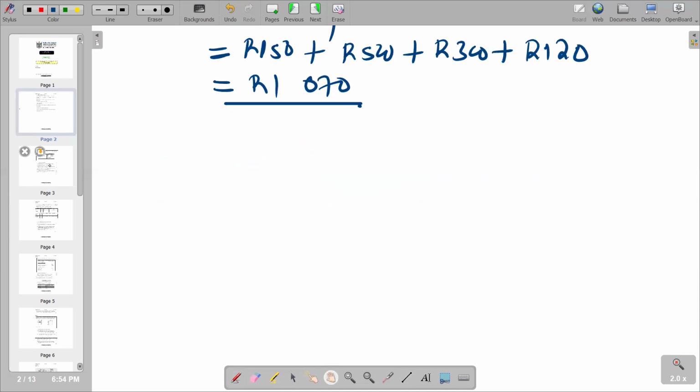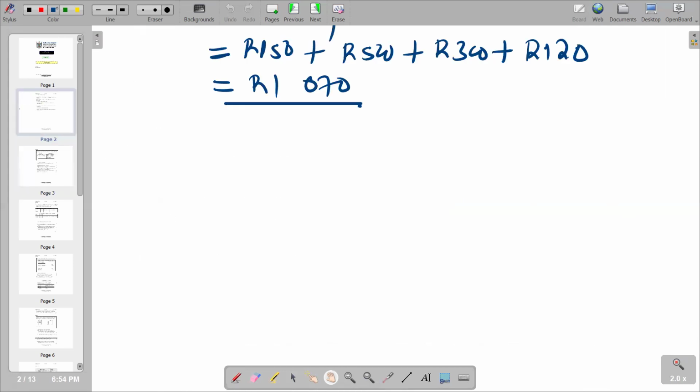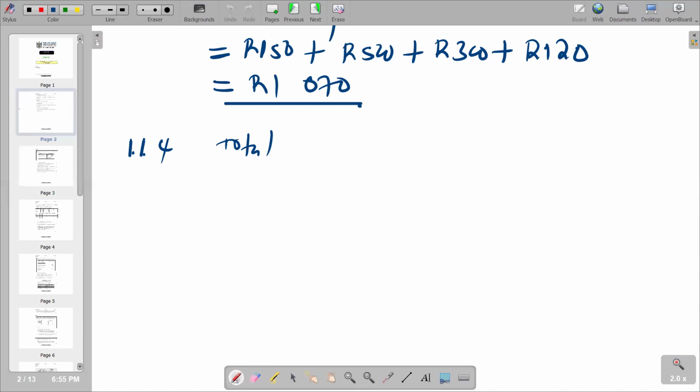We move on to the next one, 1.1.4, which says: express the total expenses as a percentage of total income. Very simple. Total expenses is going to be the numerator, total income becomes the denominator, and we multiply by 100 over 1. So for 1.1.4, according to the expression that we have, total expenses as a percentage of total income, total expenses is the numerator, and then we have the denominator being your total income.